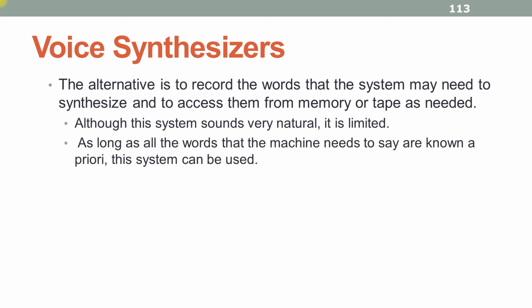As long as all the words that the machine needs to say are known a priori, the system can be used. Another drawback is that whole words must be stored in the memory device. So the system should know which words are going to be used. And the advantage of the text-to-speech module is that we can convert any text to speech. Here are the two methods of voice synthesizer.